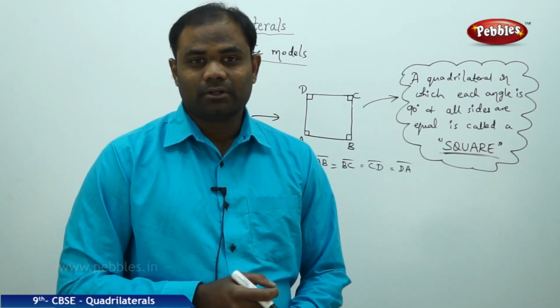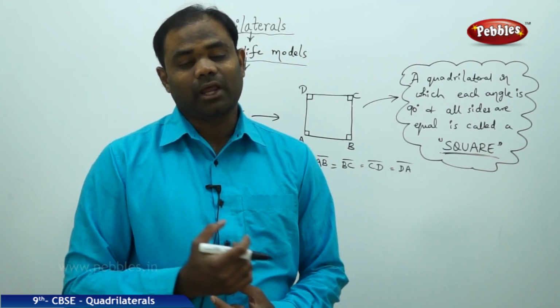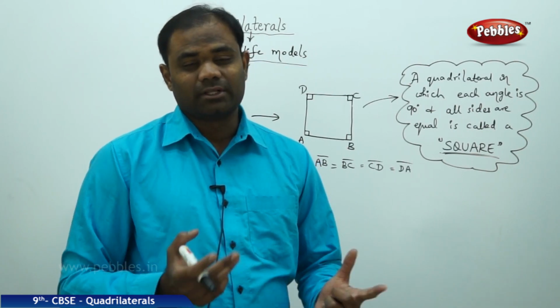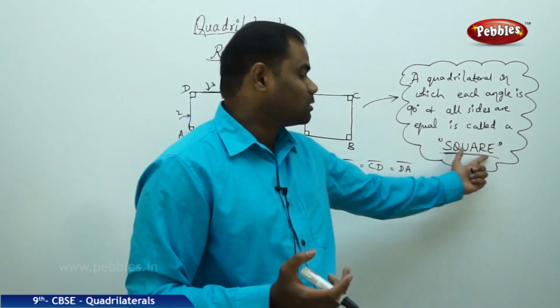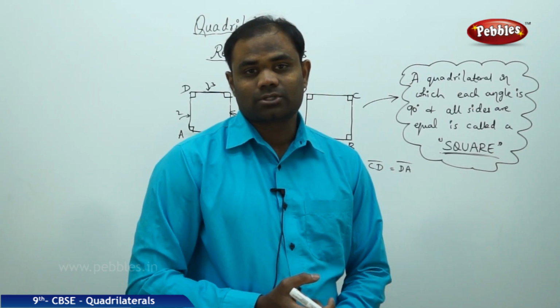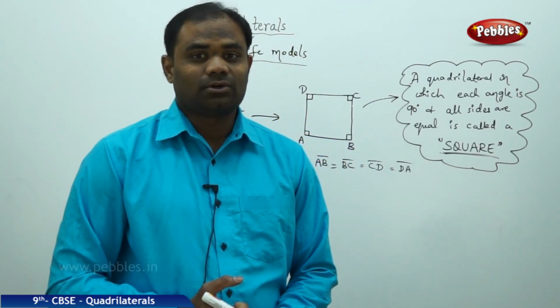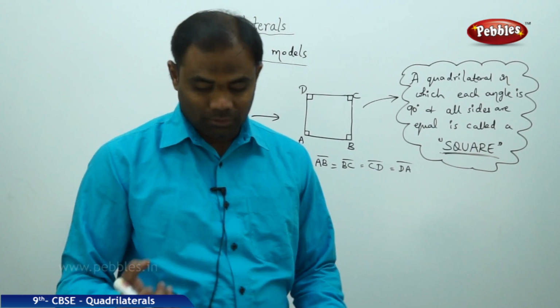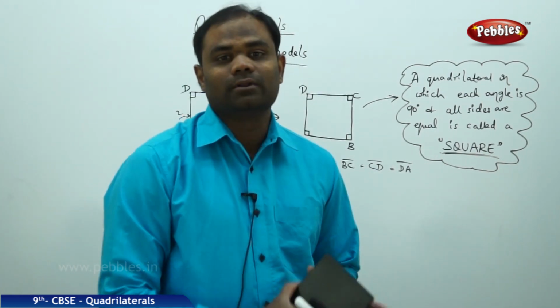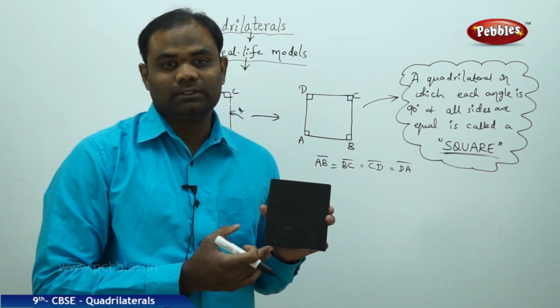A quadrilateral in which each corner angle is 90 degrees and the lengths of sides are equal is called a square. Square, a special case of a quadrilateral taken through the real life model of the disc cover.